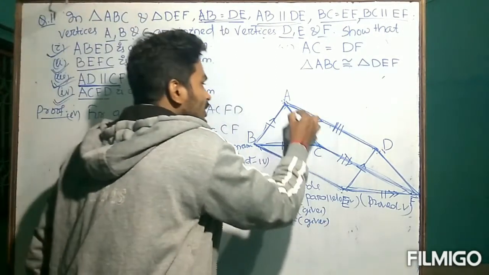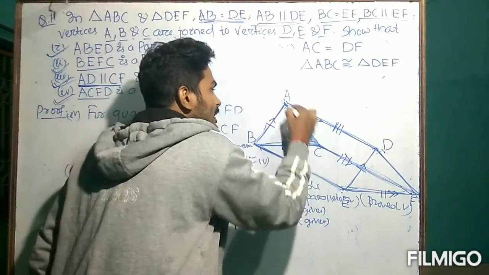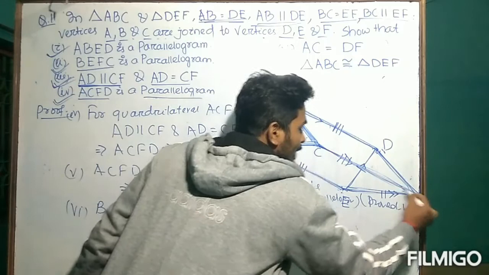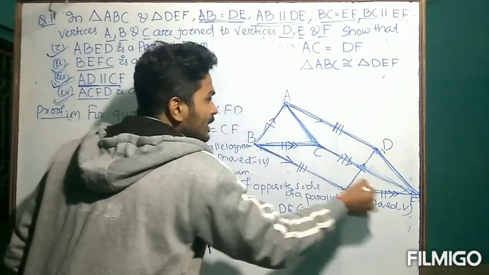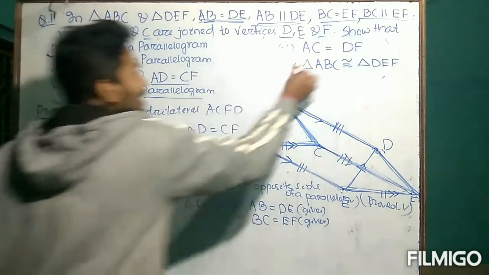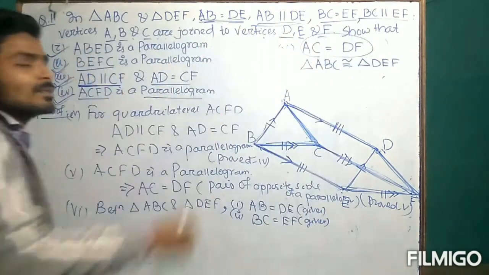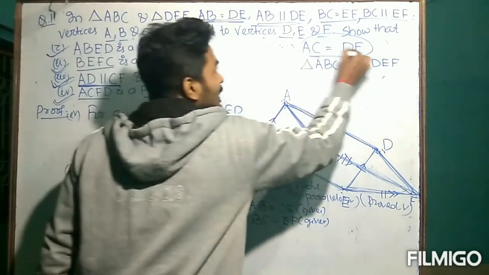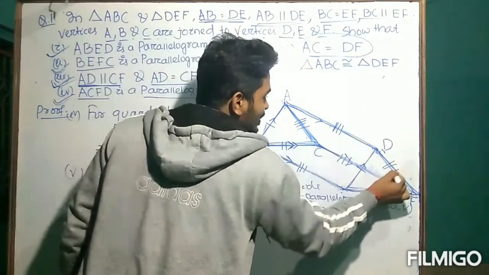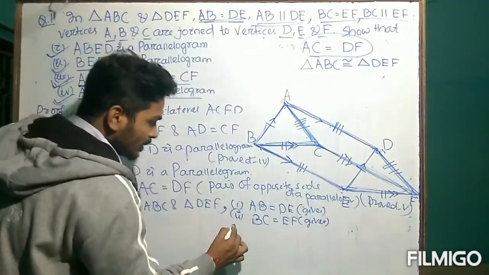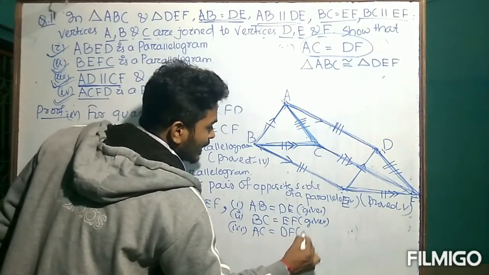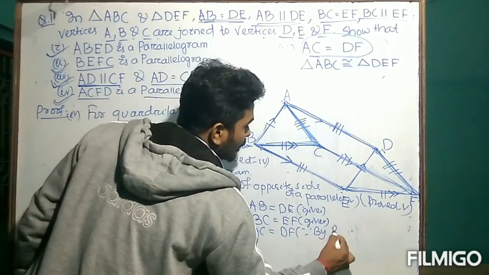Now just look at the third side of the triangle ABC, AC side, and the third side of the triangle DEF, DF side. Can we say AC is equal to DF? Yes, we can say. Why? Because we have already proved here that AC is equal to DF. We have proved it. That means this side must be equal to this side. It is proved already. So AC is equal to DF. Why? By proved.